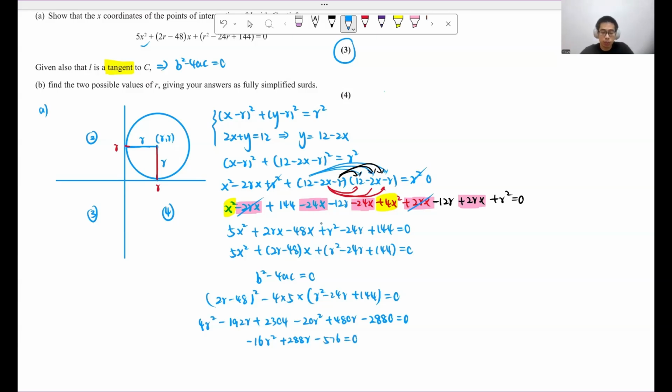Then I'm just going to put that in the calculator. A is negative 16, B is 288, and C is negative 576. So r is equal to 9 plus or minus 3 root 5. That would be the two possible values of r.